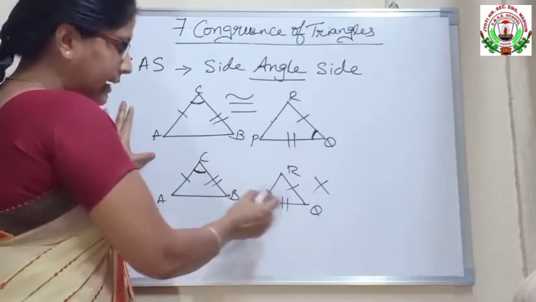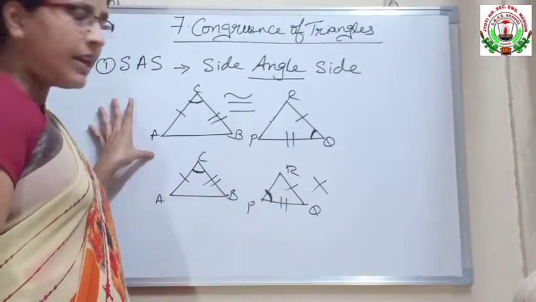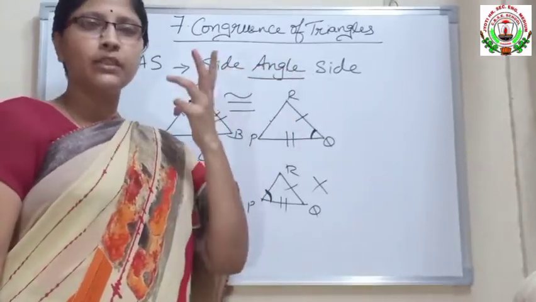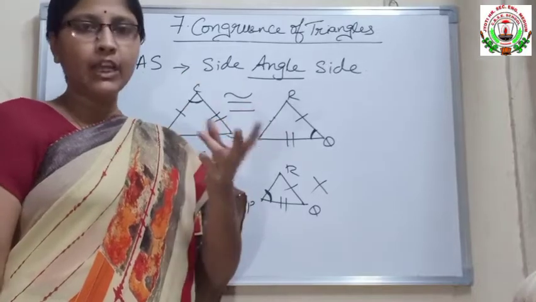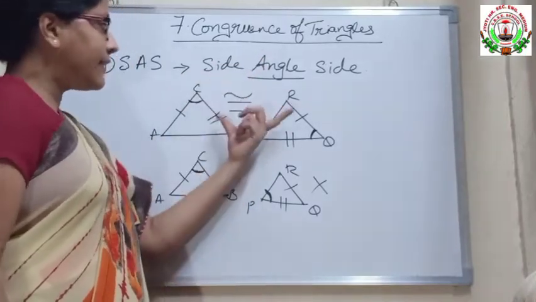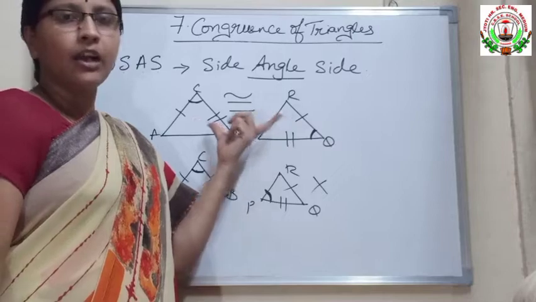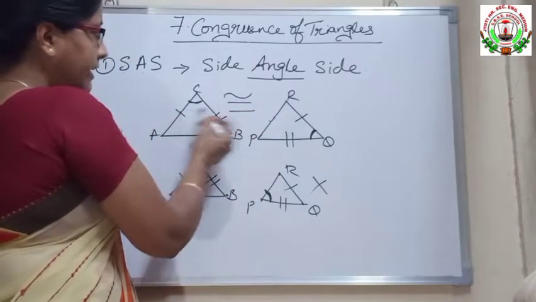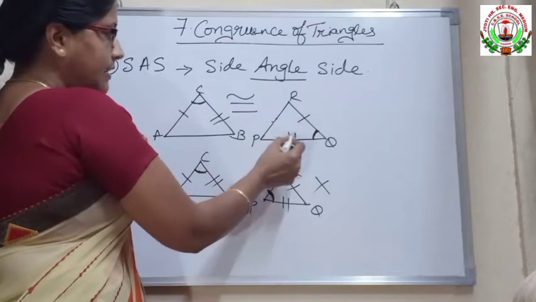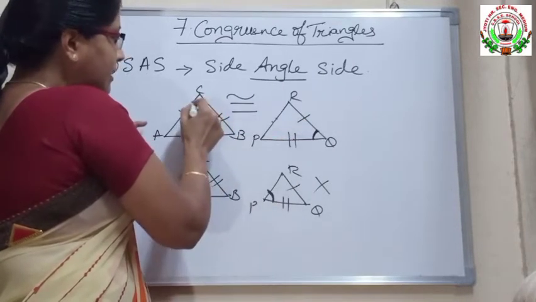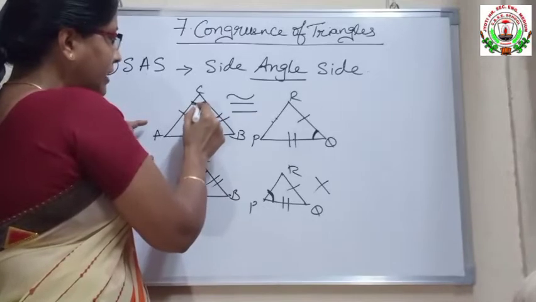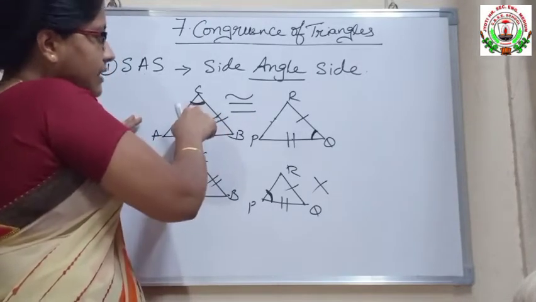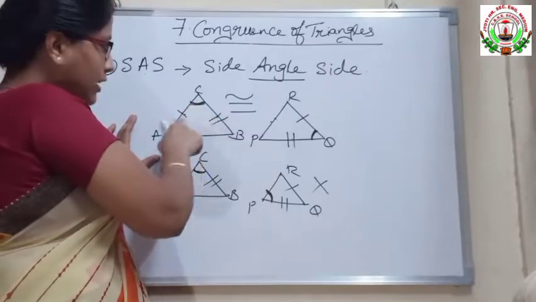So these two triangles are not congruent to each other. The angle should be included between the two sides which are equal. Then only we can say that these two triangles are congruent to each other. Like I said, this side is equal to this side is equal to this side. So this is the angle that is included between these two sides. Not this angle or this angle. The middle one, which is included between these two sides.